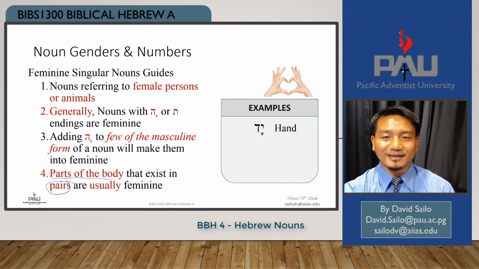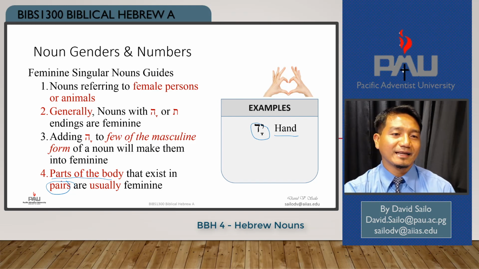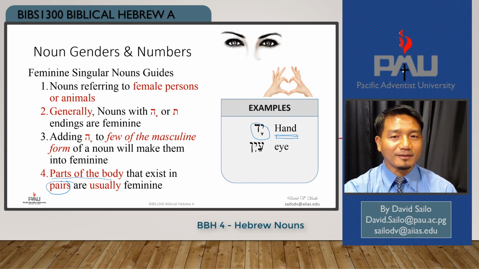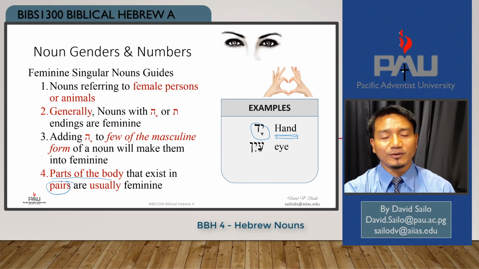Well, hand, yes. The Hebrew word for hand is yad. Yet this is a pair of hands, okay? So this is feminine. When you want to make it plural, it's going to follow a feminine pluralization pattern. How about ayin, eyes? Yes, ayin. This again is a pair of body parts, right? So this is feminine.